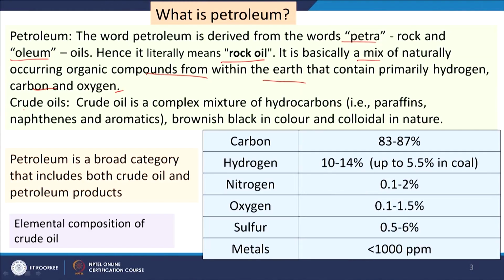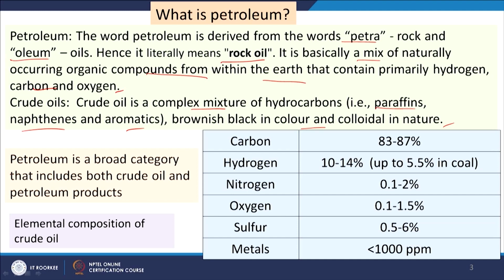Petroleum and crude oil, these two terms are used widely, and apparently both are similar and used for the same purpose. The crude oil is a complex mixture of different types of hydrocarbons, paraffins, naphthenes and aromatics, brownish black in color and colloidal in nature. Petroleum is also the same.